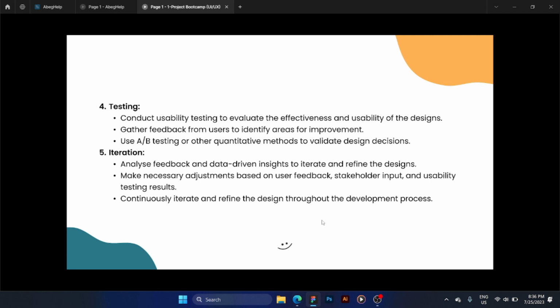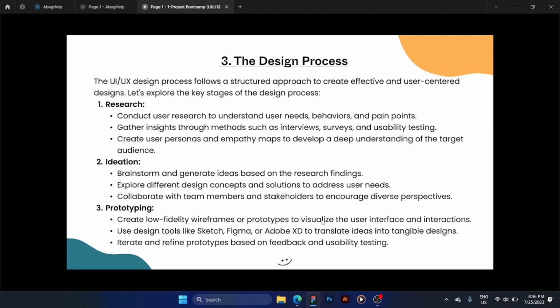So let's go again. What are the design processes that we have? The first one is what? Research. So you can write it down.